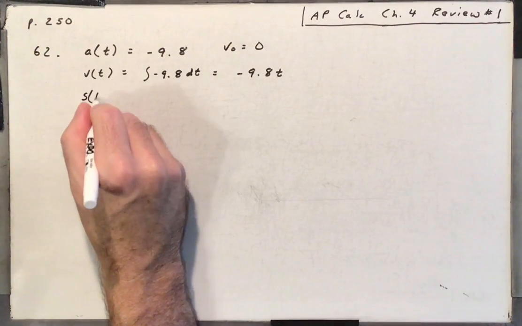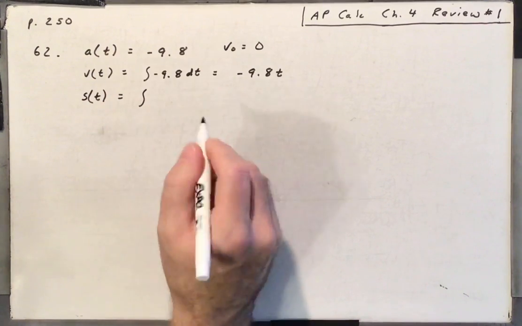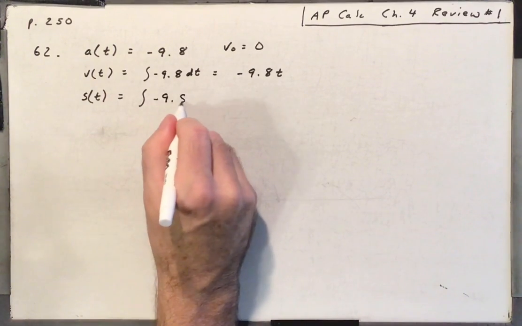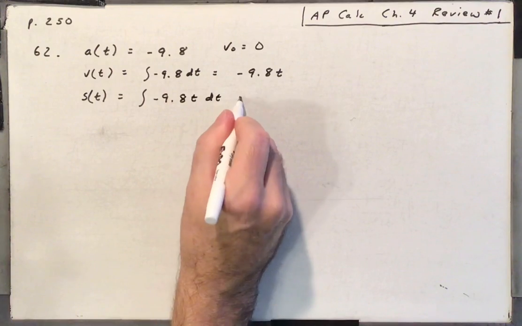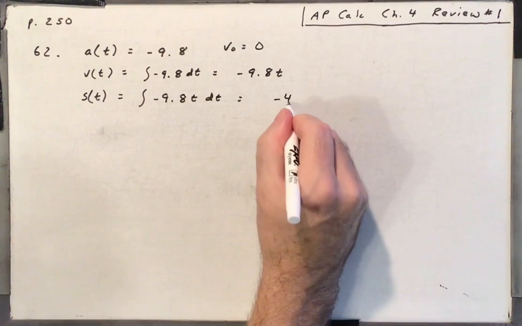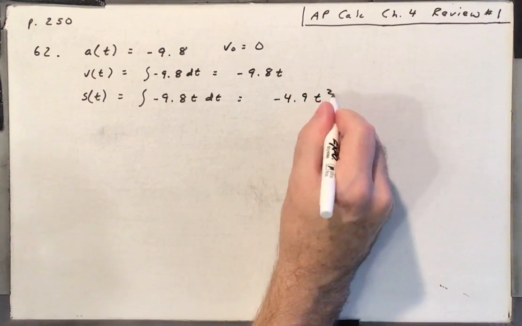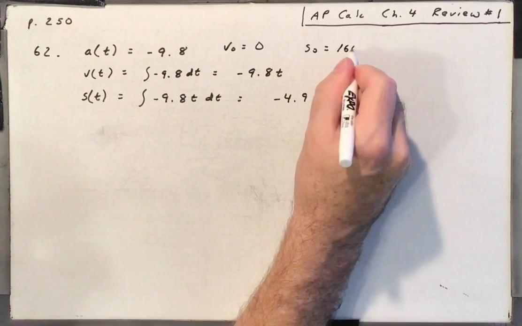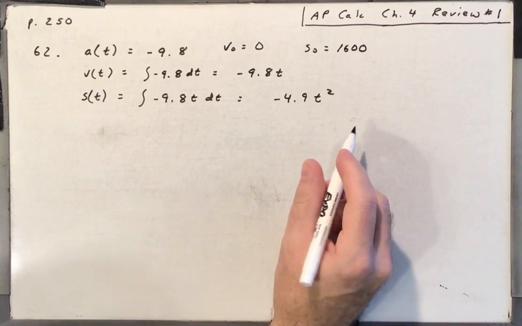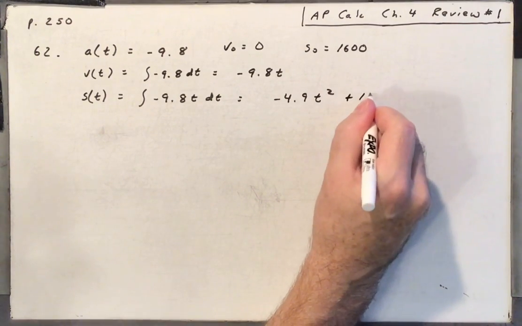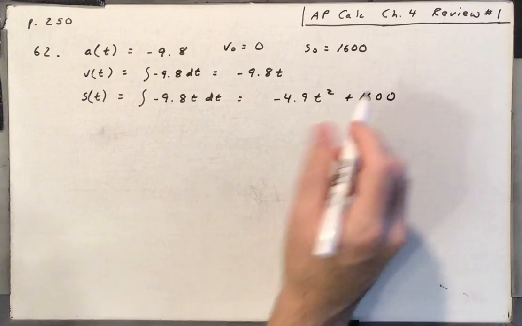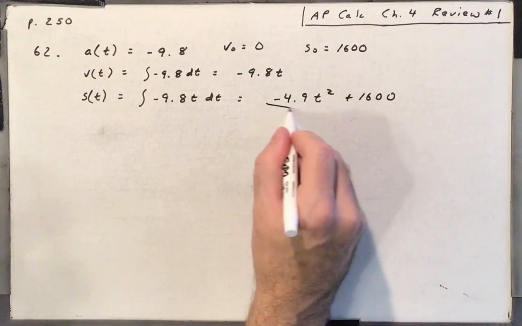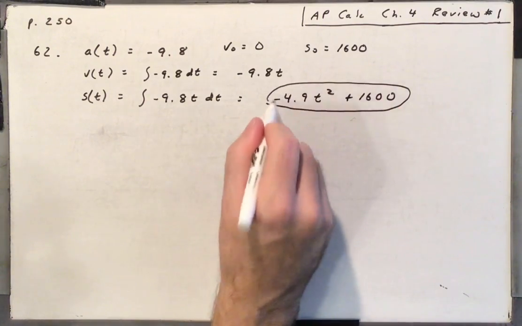And then S of t, we're going to integrate minus 9.8 t. Well, that's minus 4.9 t squared. The initial position is 1,600 feet. That's the height at the rim of the canyon, so plus 1,600. So that is the first part of the question.